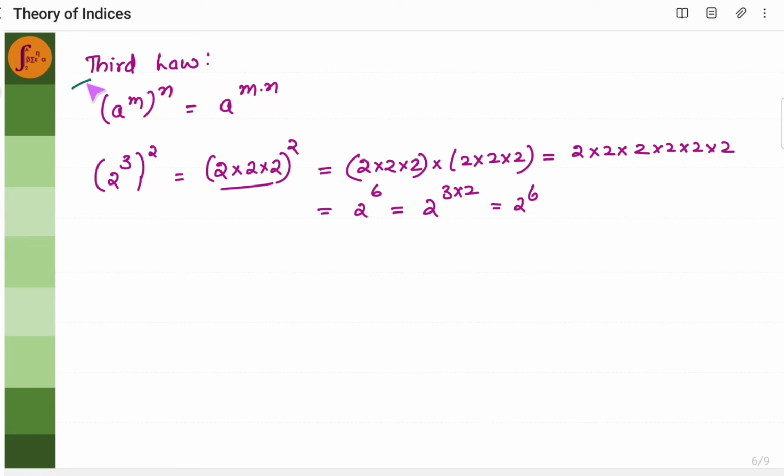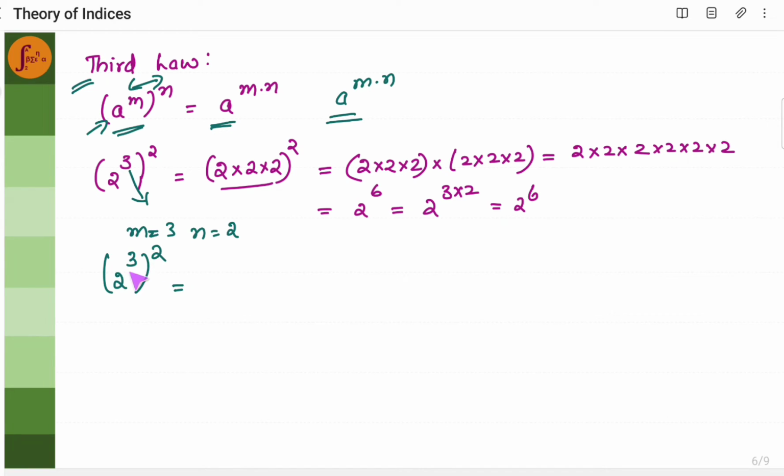Now let's go with the third law. The third law states that if you have something like this, a to the power m, whole to the power n, so basically there are two powers for the same base, then you can write it as a to the power m into n. We can prove this again using an example. Instead of a, we'll take 2. Instead of m, we'll take 3. Instead of n, we'll take 2. So m is equal to 3 and n is equal to 2.